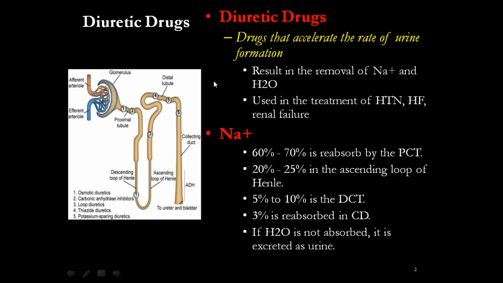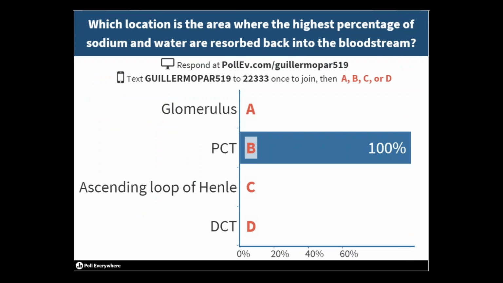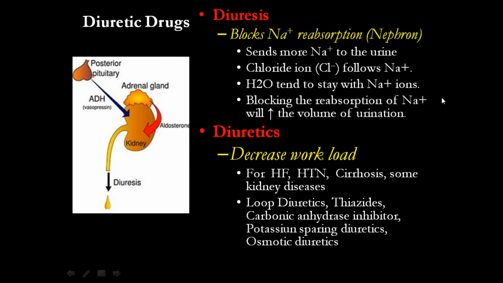Okay, so let's start. In this review, we are just going to focus on the areas that are needed in order to have the concepts of the diuretics, right? So we have diuretic drugs that accelerate the rate of urine formation. Diuresis makes you void more frequently and in more volume, right?